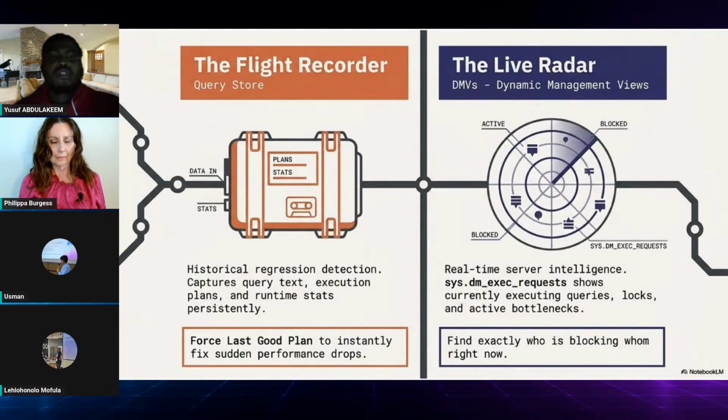Then the flight recorder, which is the Query Store. As your data is coming in, your plans, your statistics, so your historical regression detection captures query text, execution plans, and runtime stats persistently. That is, the flight recorder can be used for historical regression detection, then you force the last good plan to instantly fix sudden performance drops. Then the live reader, the dynamic management views. It has real-time server intelligence. It shows currently executing queries, locks, and active bottlenecks. And it finds exactly who is blocking whom right now. Next slide.